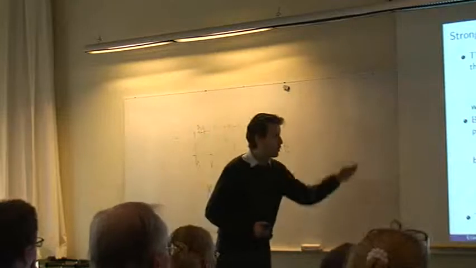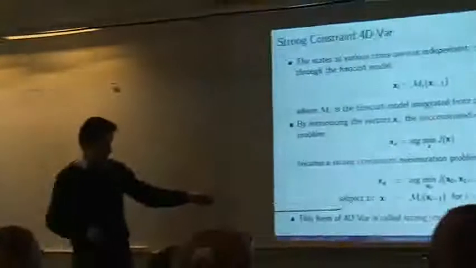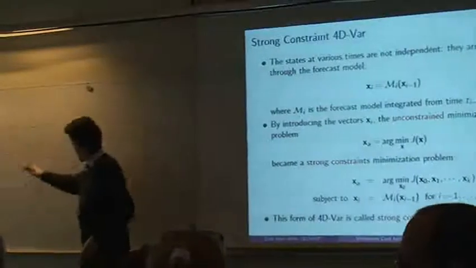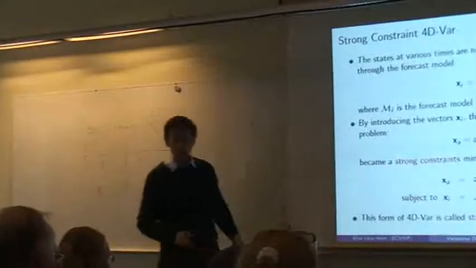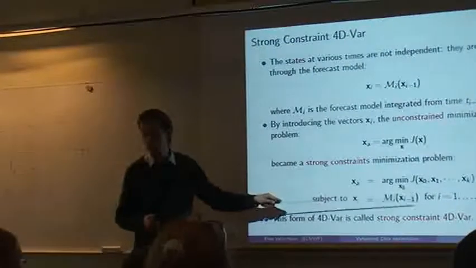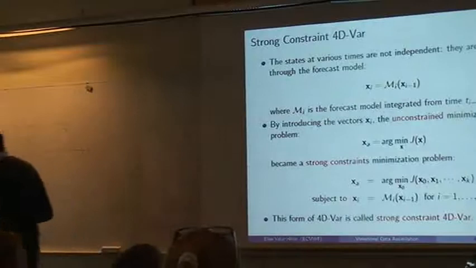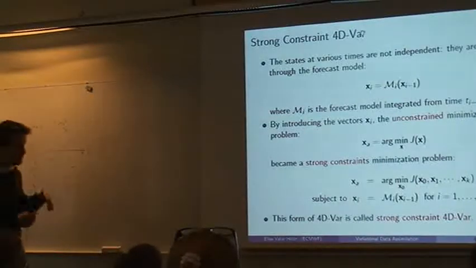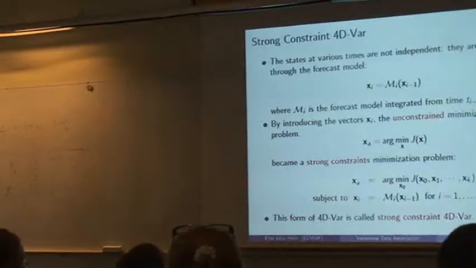That we call a strong constraint formulation, because every x_i in this window has to fulfill this condition. We also have a weak constraint formulation, where we actually include the model error here. That's a very straightforward extension of this. But we have not included that in the presentation yet, but that's straightforward.